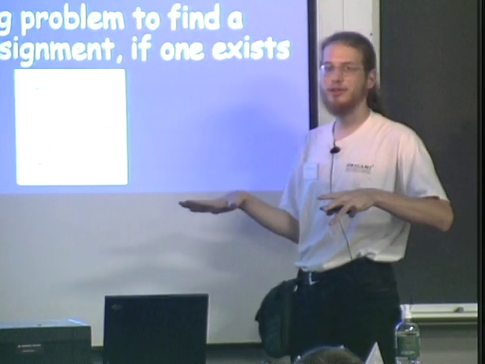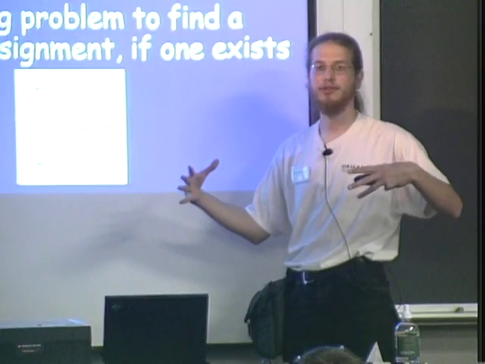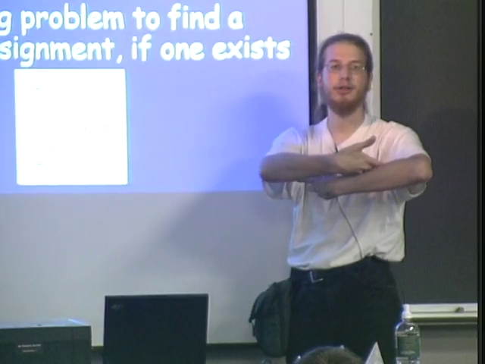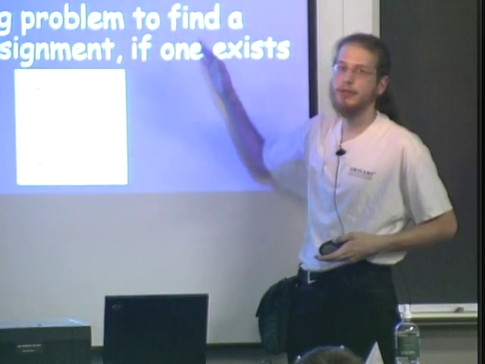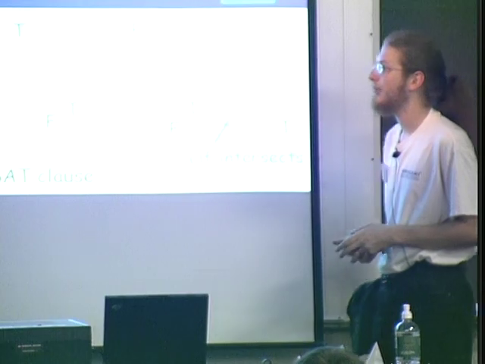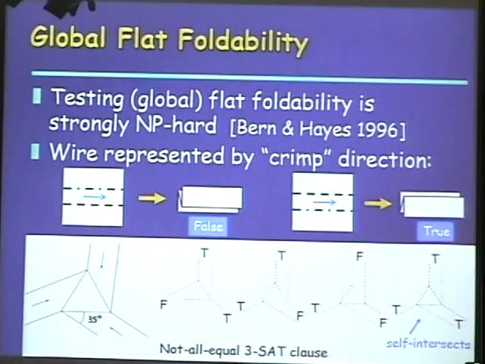The hard part is that there may be non-local interactions. So you might fold something over here, and it collides with something over here. And that's not captured by local flat foldability, but you'd need it if you really wanted a flat folding. And there's no algorithm for that, or there's no really good algorithm for that, because the problem is NP-hard. This is another result of Byrne and Hayes.